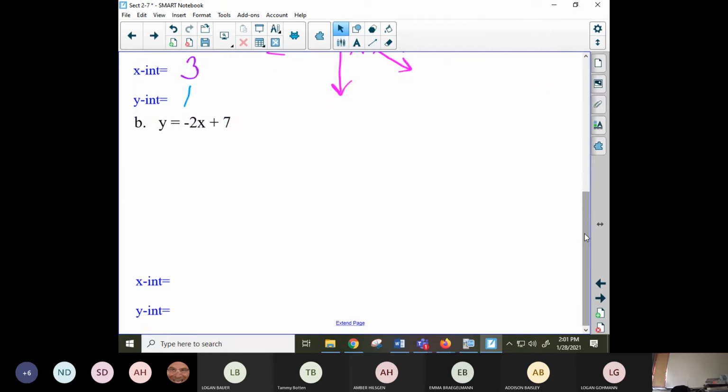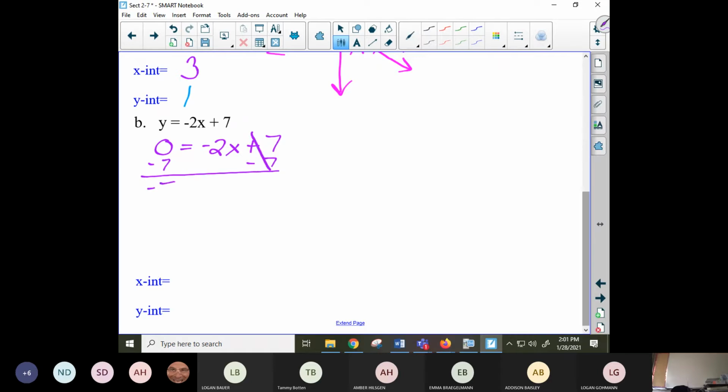Okay, so now if we look at this one, again, we're gonna do it algebraically. So we're gonna put 0 in for y at first, and we're gonna find our x-intercept. So we're gonna subtract 7, and we get -7 equals -2x, divide by -2, and x equals, now you could write this a number of ways. A negative divided by a negative is positive, so we can write that as 7/2.